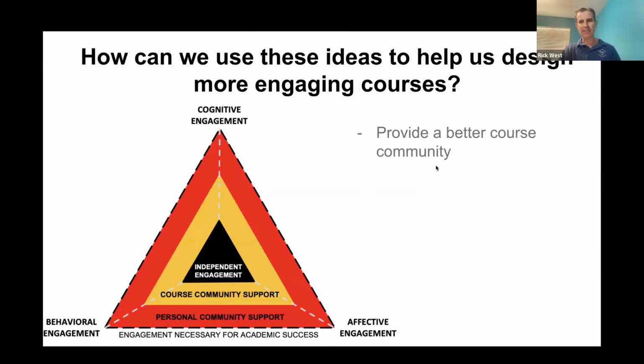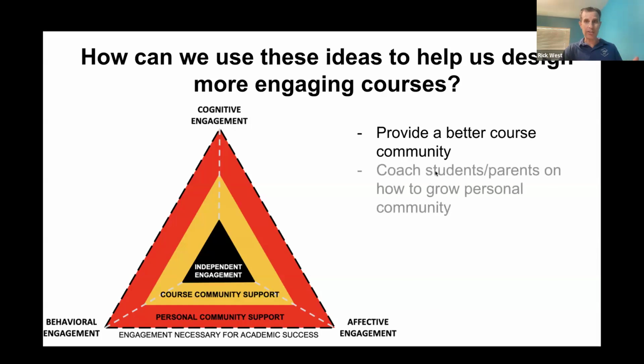So that's kind of the main idea of this model, the academic communities of engagement. And we think about, well, how can we use these ideas to help us design more engaging courses? And I think there are some implications for us. One is, of course, provide a better course community. And there's a lot of research on that, and it's good research.